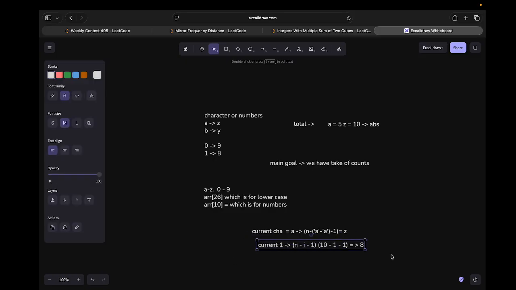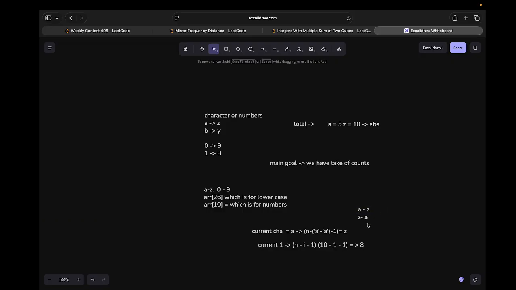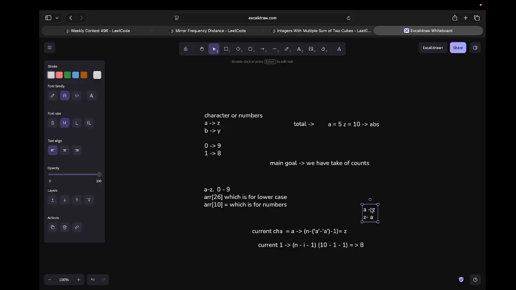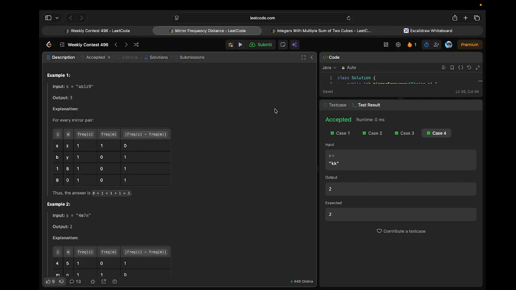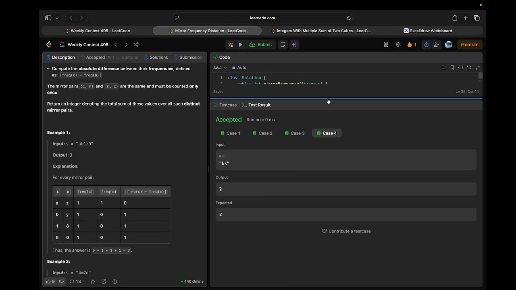So this is the case, and we just have to make sure, as they mention, that we cover only a single pair. If that pair occurs again later, we don't need to consider it. For example, if you already considered A and Z, then you should not consider Z and A. So once we calculate the answer for this, we mark the frequency values of those as 0, so that they do not contribute to upcoming pairs. This is the whole problem and the idea behind it.